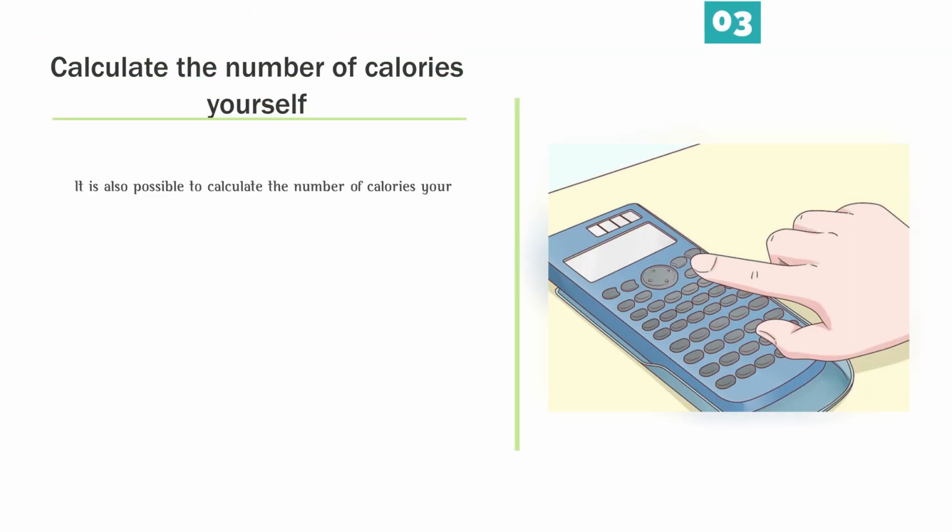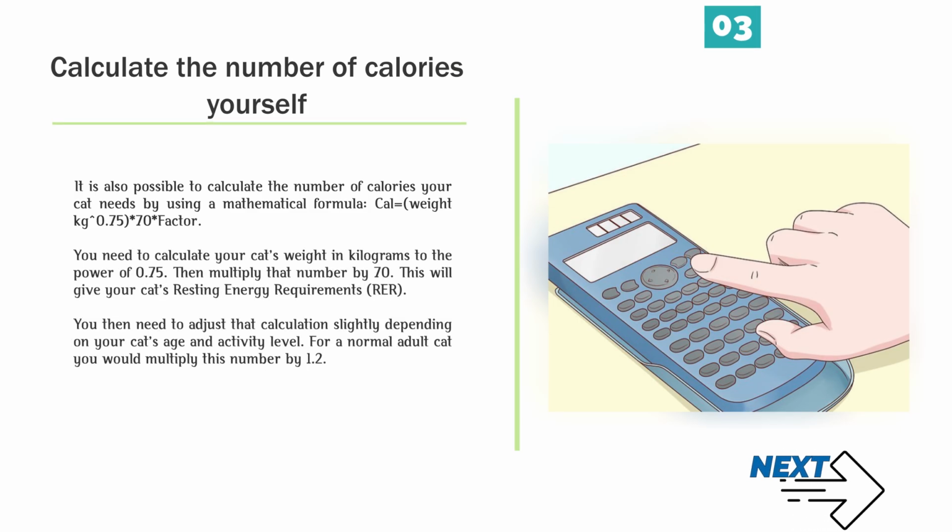Number 3. Calculate the number of calories yourself. It is also possible to calculate the number of calories your cat needs by using a mathematical formula: RER = weight (kg)^0.75 × 70. You need to calculate your cat's weight in kilograms to the power of 0.75. Then multiply that number by 70. This will give your cat's resting energy requirements, RER.